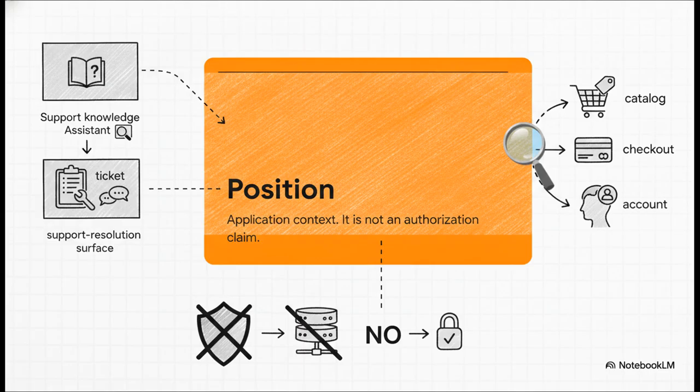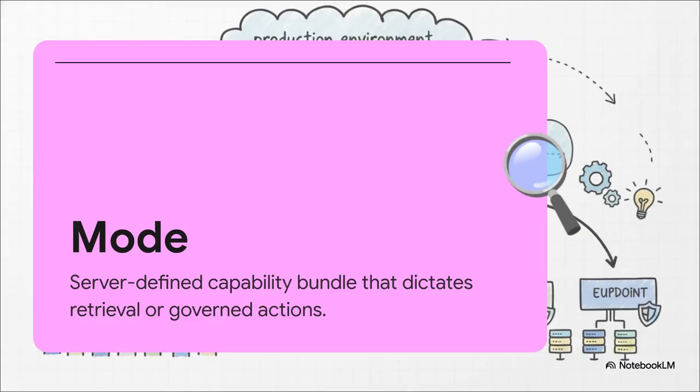The biggest takeaway here is that these names belong entirely to your application. Another app might use completely different terms, like catalog or checkout, right? But most importantly, an application position is not an authorization claim. Just because a browser sends a request claiming it's in a ticket position, it absolutely cannot grant itself permission to write data. It's just context. No authority whatsoever.